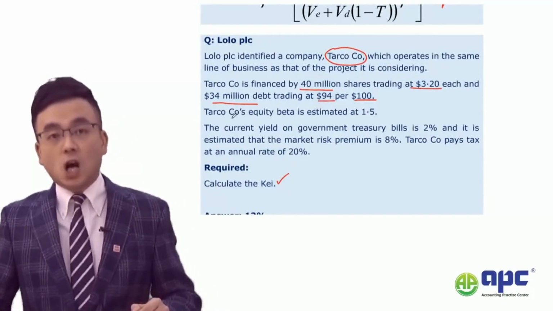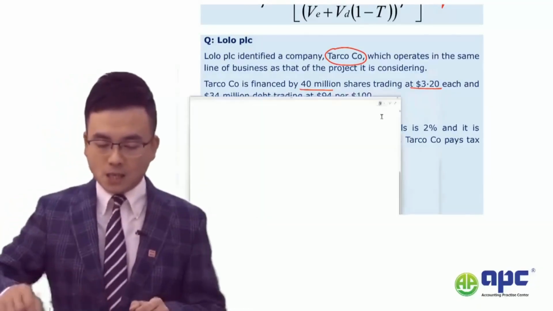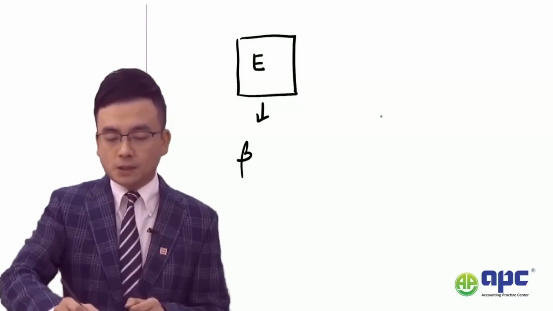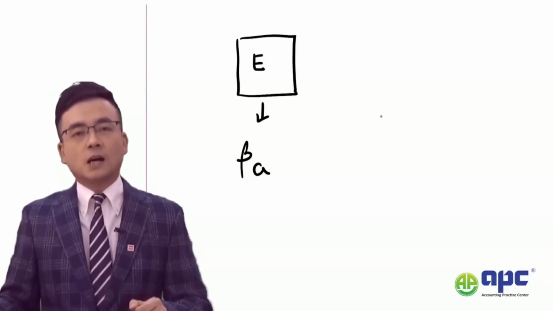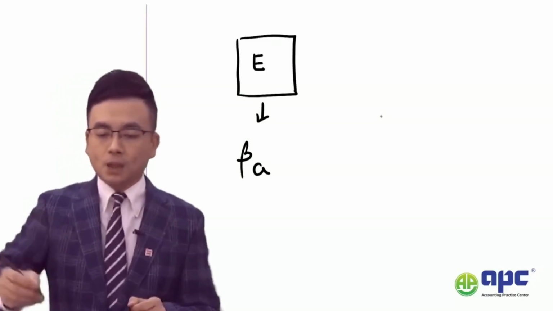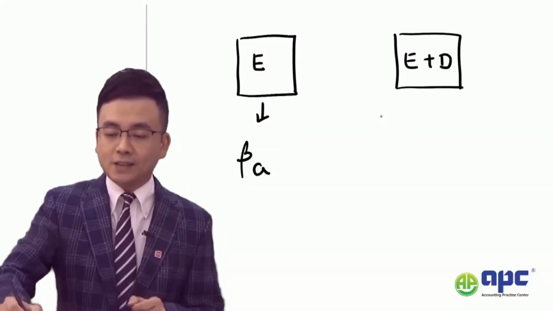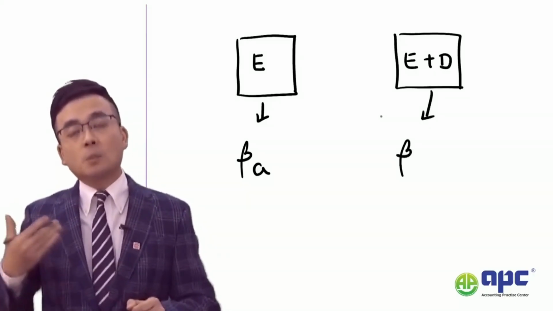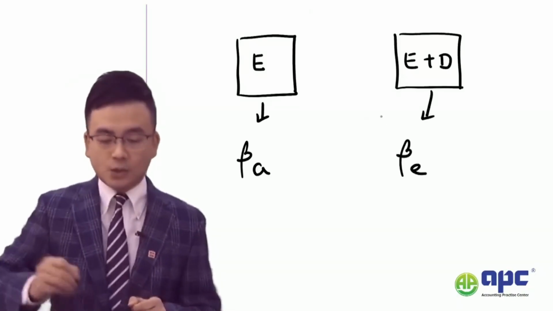We are given Tarkle's equity beta of 1.5. Now, let me explain that in this way. If a business only has equity, this means that the beta factor only reflects its assets rather than its liabilities. So we call it the asset beta. If a business has equity and a level of debt, the beta not only needs to reflect the asset, but also the liability. That would give me the equity beta, and that's how we do it.